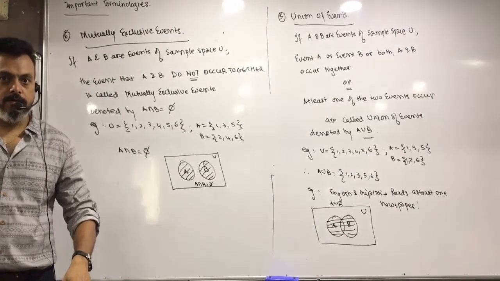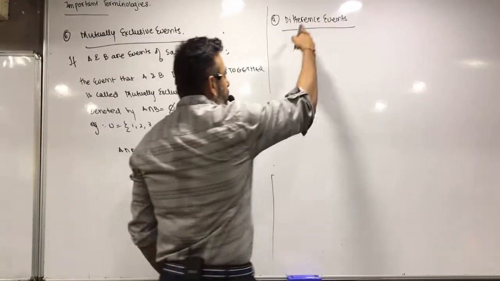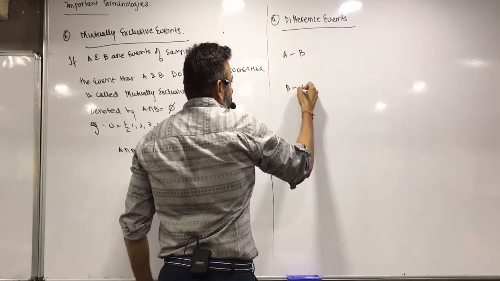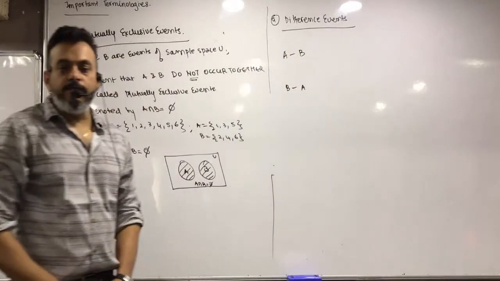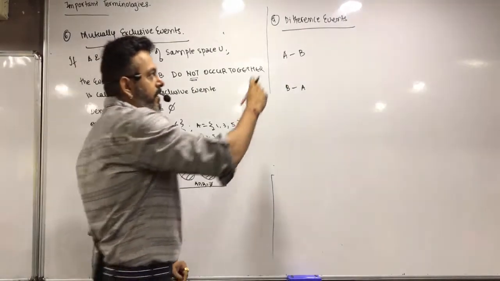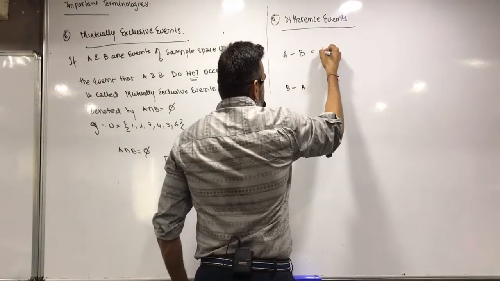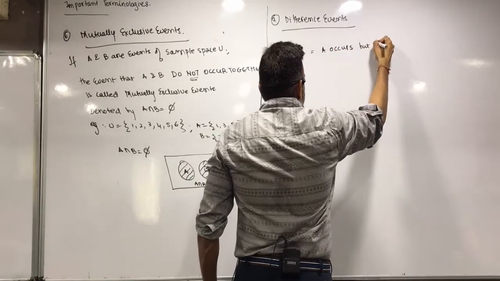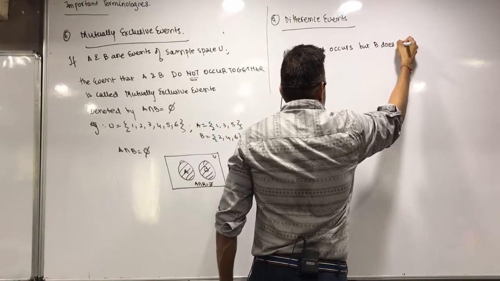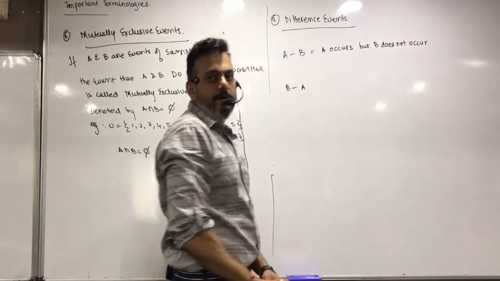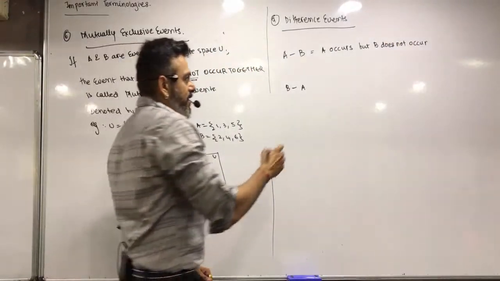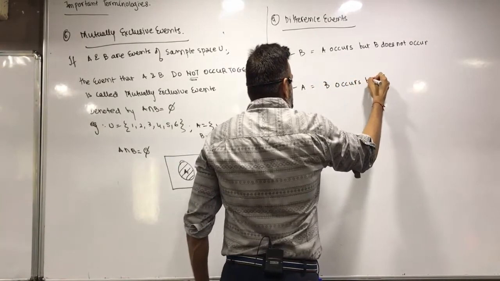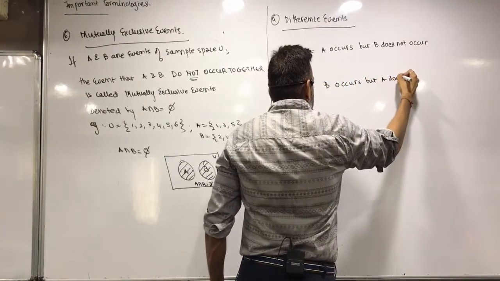You understood this? Now difference event is A minus B and B minus A. It means what? Difference event A minus B means A occurs but B does not occur. B minus A is B occurs but A does not occur.